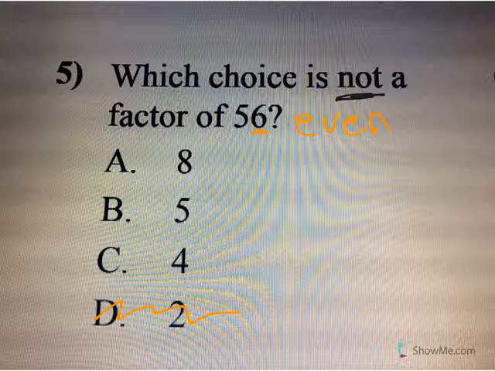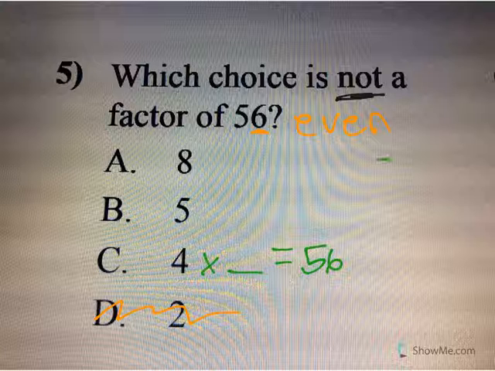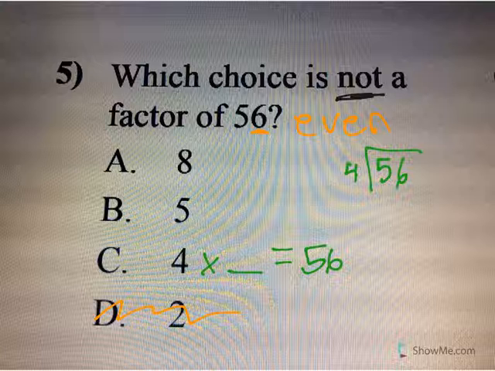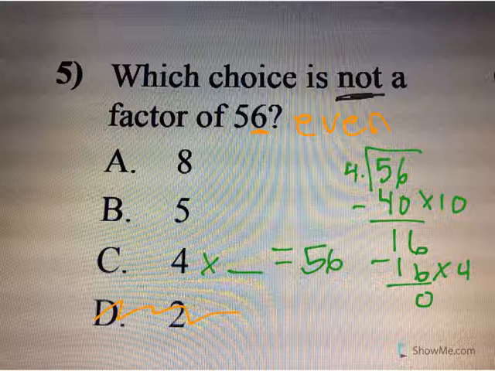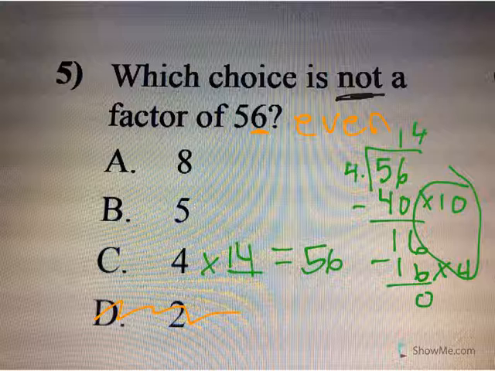Now, I'm going to ask myself, 4 times something would give me 56. Well, I'm not 100% sure about that, so let me do some division. 56 divided by 4. 4 times 10 equals 40. 6 take away 0 is 6. 5 take away 4 is 1. 4 times 4 equals 16. That leaves me with 0. Add these up, that gives me 14. So I know that 4 is a factor of 56. Cross that out.